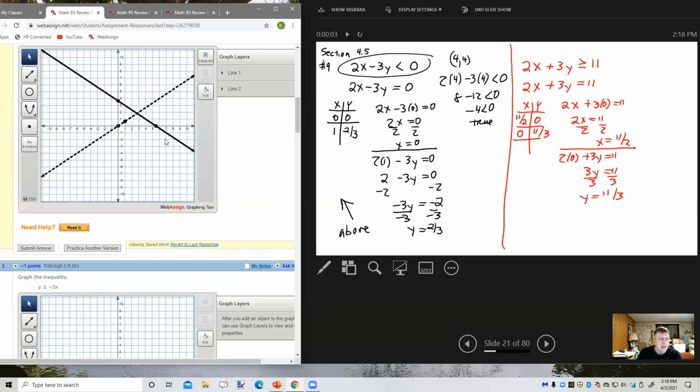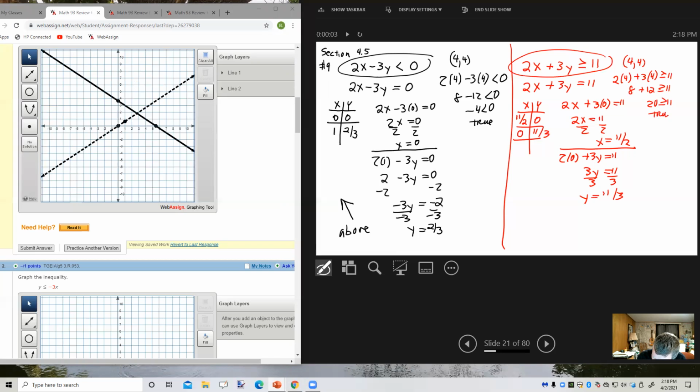Okay. And I'm going to go ahead and use 4, 4 again as a test point, because it looks like it should work there. So over here, we're going to put the point 4, 4 into this inequality. 2 times 4 plus 3 times 4 greater than or equal to 11. 8 plus 12 greater than or equal to 11. 20 is greater than or equal to 11. That's true. So 4, 4 over here would still be above. Okay.